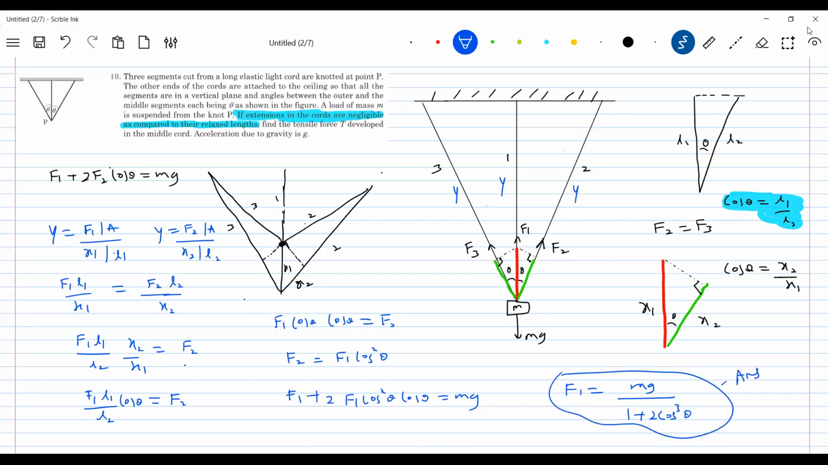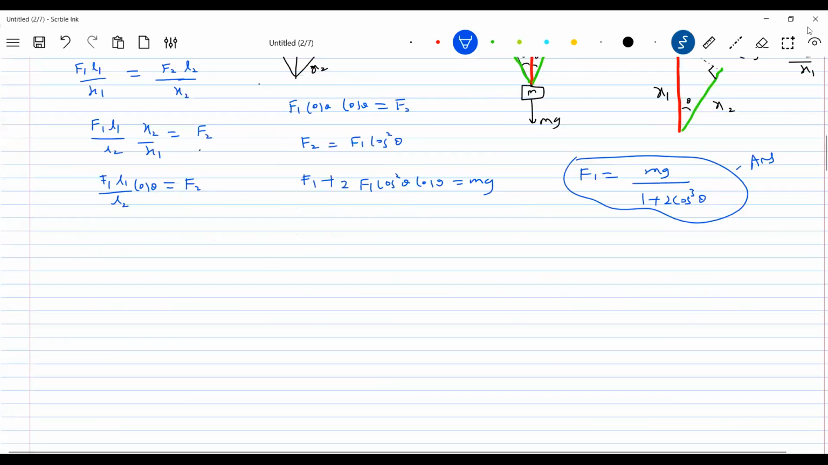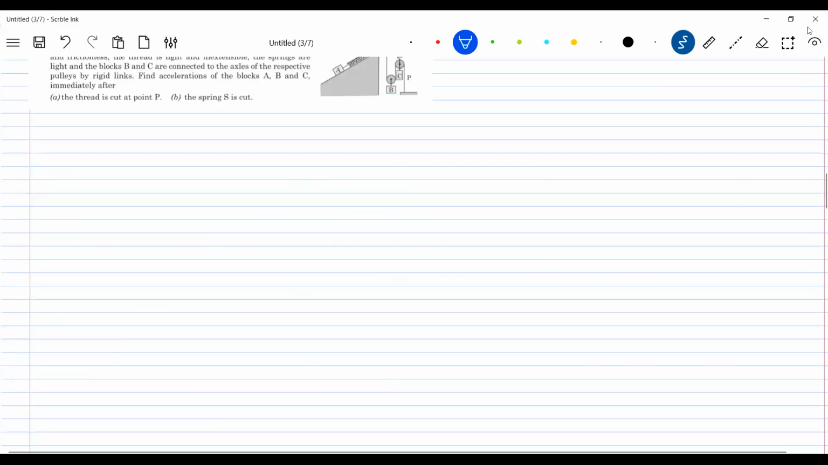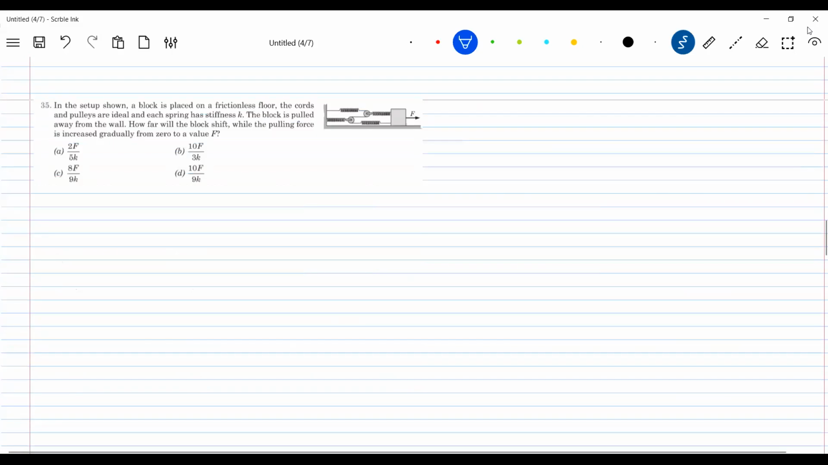Just this diagram is very important. This is what I actually have to come from here. Okay, I'll come to this one.